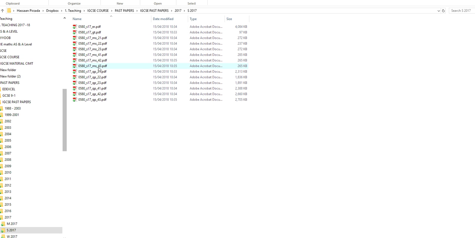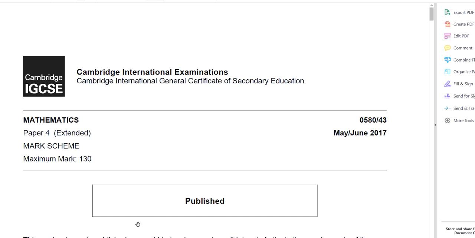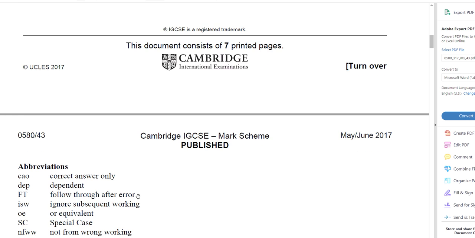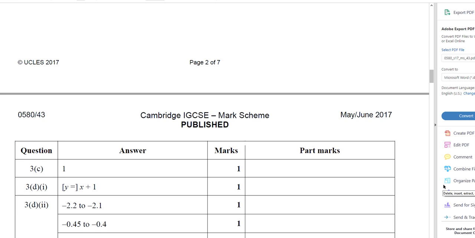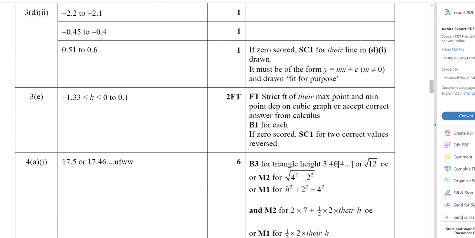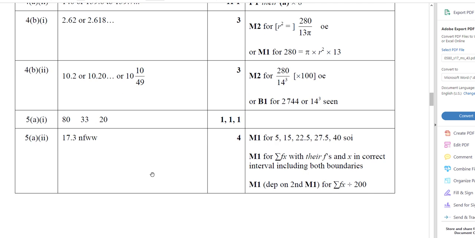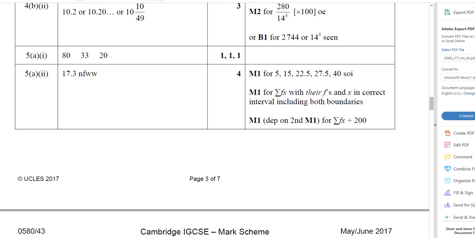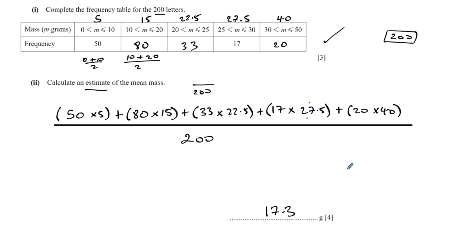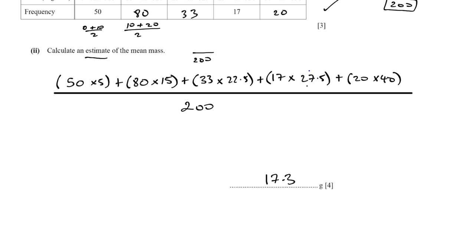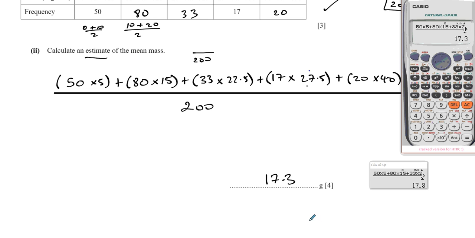Mark scheme. 17.3. What did we get? 17.3, good. So our answer came out as 17.3 exactly as it is. There's no issue with rounding, we should write it as it is. So that concludes question A, part 2.